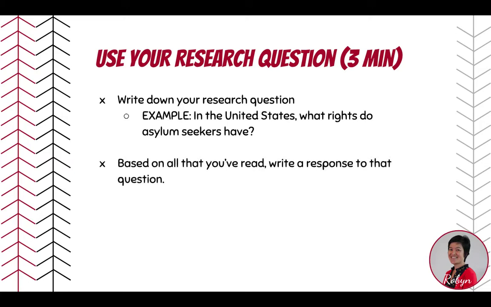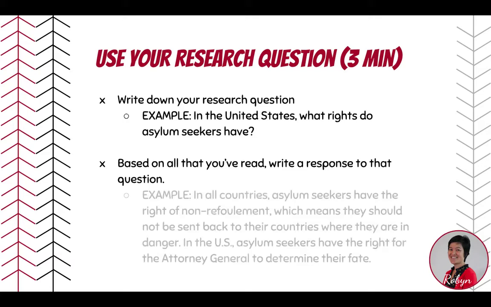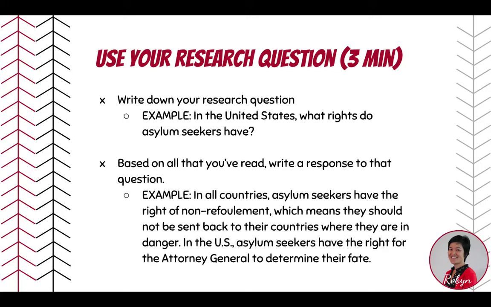Then you're going to write down the answer to your research question based on what you have found through your research. So in my case, in answer to my research question, what rights do asylum seekers have? My answer based on my research is, in all countries, asylum seekers have the right of non-refoulement, which means they should not be sent back to their countries where they are in danger. In the US, asylum seekers have the right for the Attorney General to determine their fate. Pause the video here to write down your research question and the answer you found to your research question so far. If you are completing this workshop for credit, be sure to enter your responses in questions 4 and 5 in the quiz.